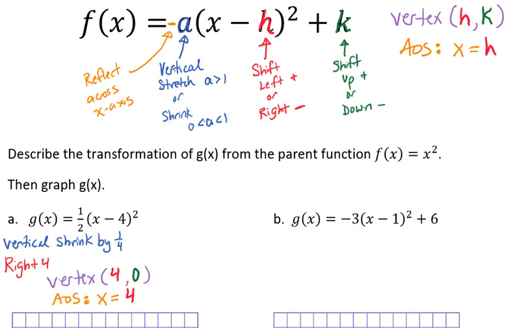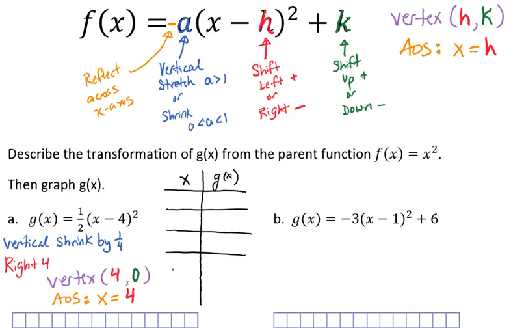So now we just want to make a table. We're going to have our x and our g of x. And we want 5 places. And we want to put our vertex in the middle. So we'll have 4, 0. And now we want to make 2 numbers bigger and 2 numbers smaller. So 5 and 6 and 3 and 2.